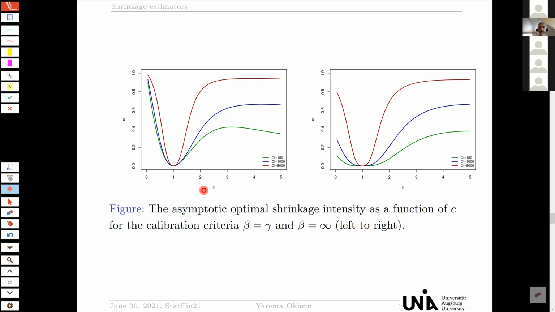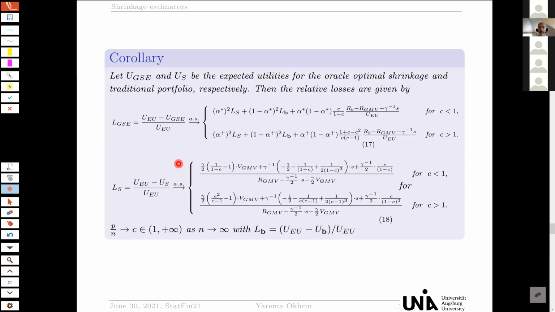So let's go further. We are interested not only in the weights, but also in the losses. And here we compute the relative loss of the true portfolio and our generalized shrinkage intensity portfolio. So it is the utility of the true portfolio minus the utility of the portfolio we have estimated with our shrinkage, divided by the utility of the true portfolio. And it can be shown that this quantity is some strange combination of the loss of the traditional mean variance portfolio estimator, and the loss of the target portfolio, plus something.